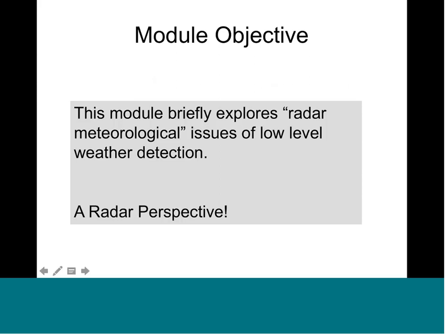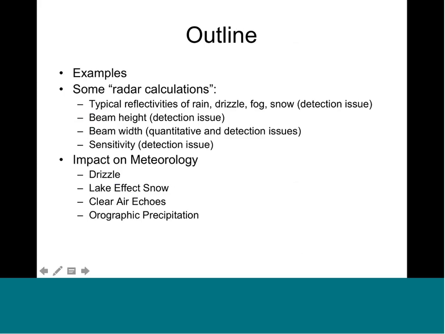Okay, so the objective, as I just mentioned, was to talk about the weather radar from quite a radar perspective. When we get into the classroom, we'll explore this more in terms of interpretation, which we briefly get into here. I'm going to start by discussing some examples of what I mean. Then we're going to do some calculations: typical reflectivities, beam height, beam width, and sensitivities. This is all radar related, about the performance of your radar, but it has an impact on how you interpret the images. And so we'll be looking at drizzle, lake effect snow, clear air echoes, or graupel precipitation.